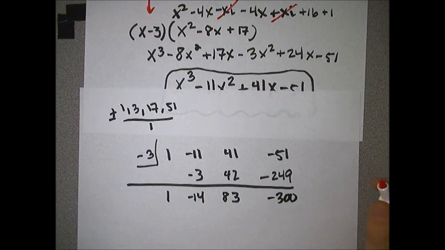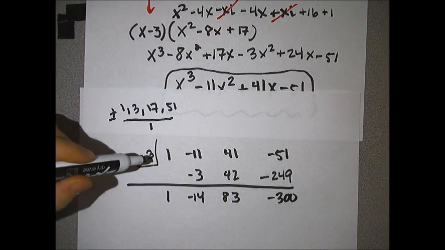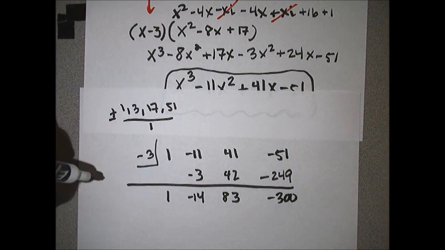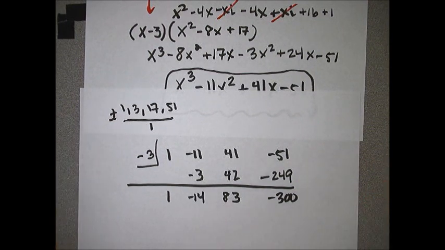So something went wrong here. Shouldn't be. Did I skip a symbol? Was it supposed to be positive 3 in the box? Yes, it's supposed to be positive. Supposed to be positive. And you're lying to me.